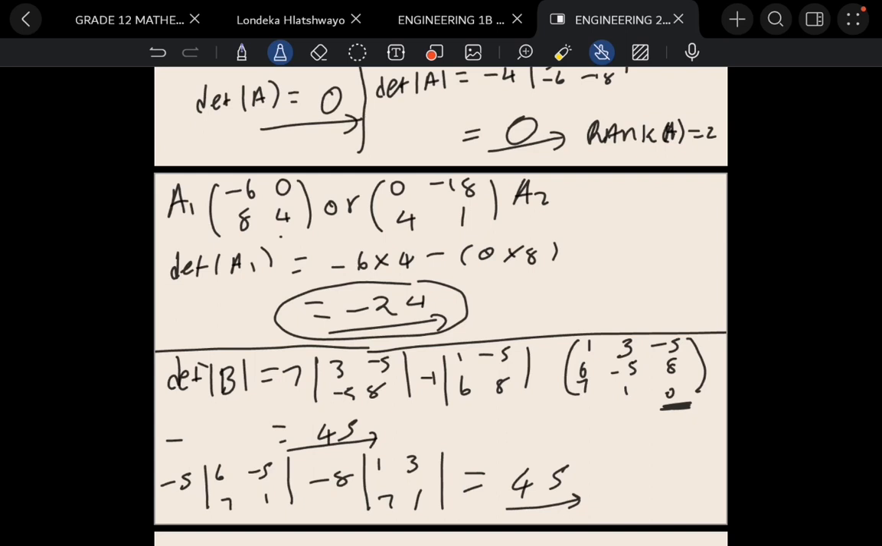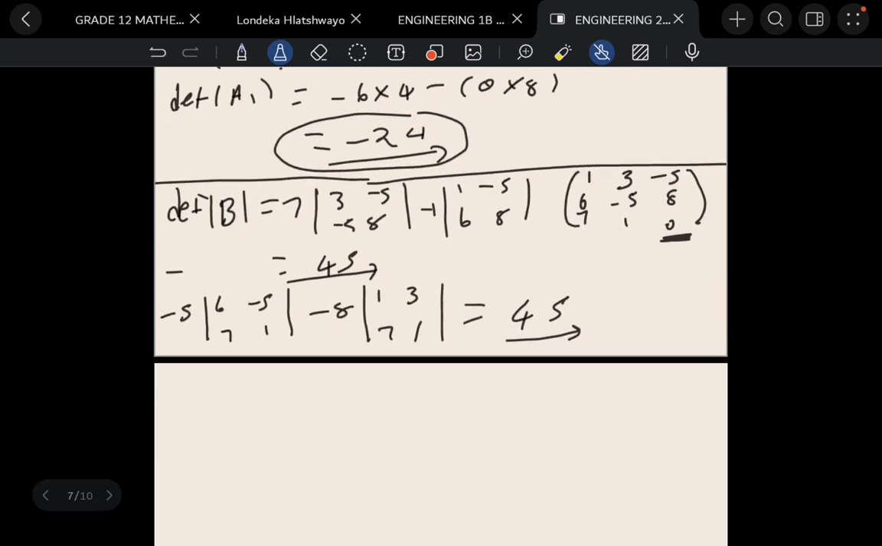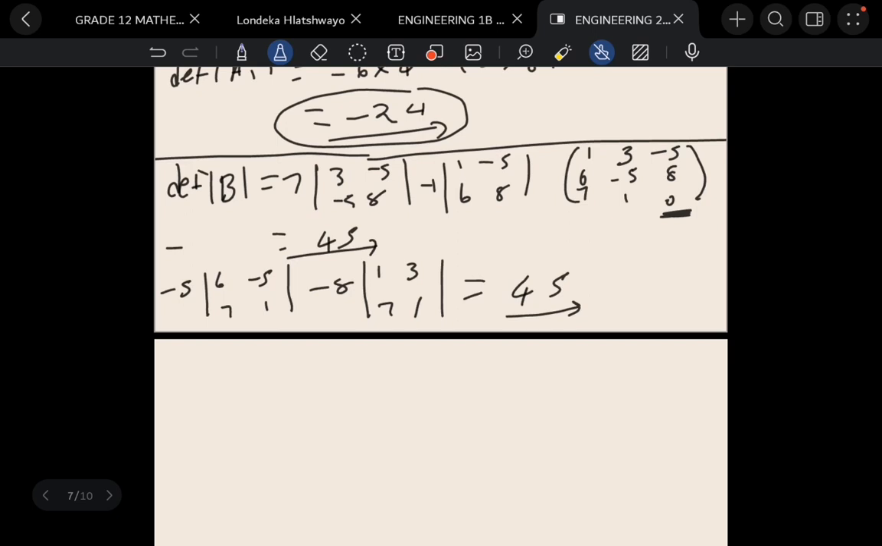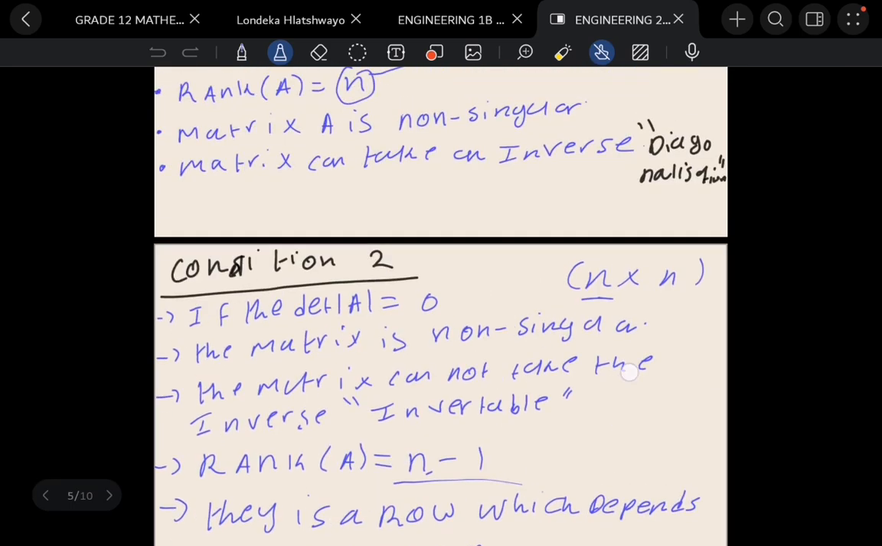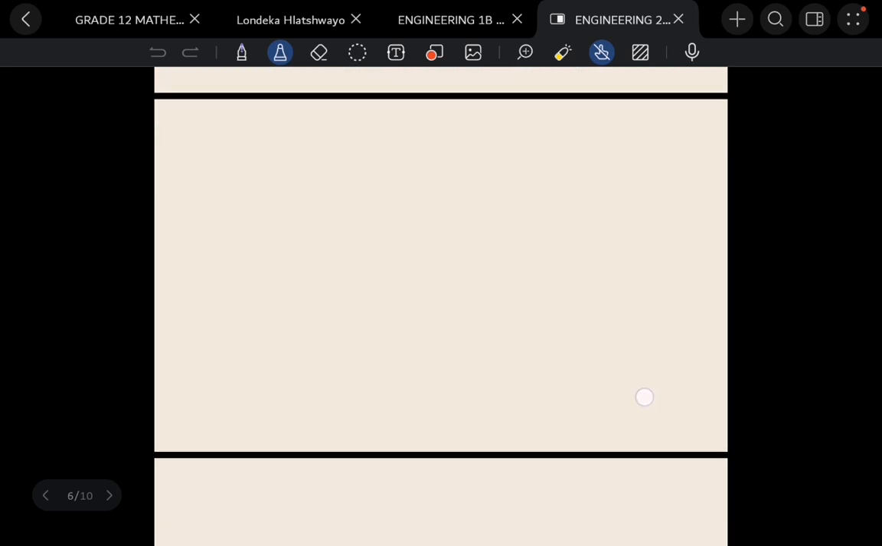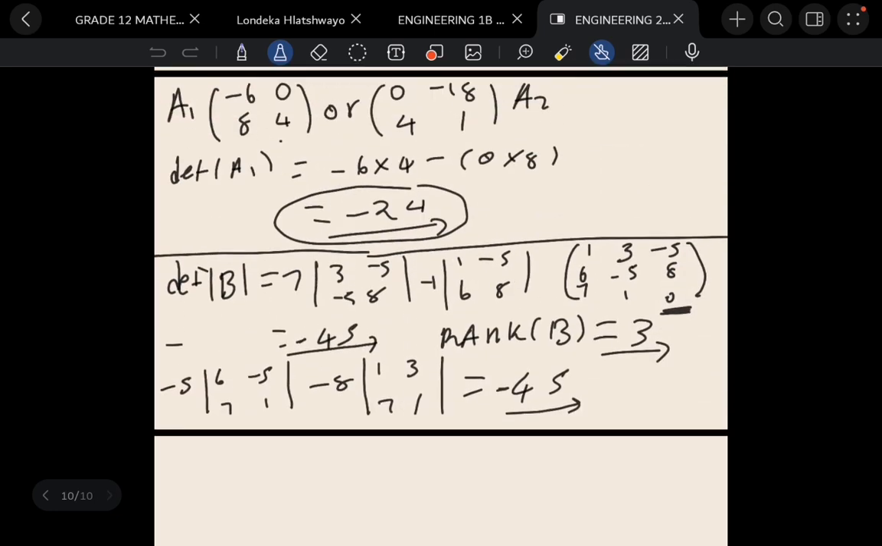You can use any column or row to find the determinant. Because matrix B straight away, minus 45, sorry, it's minus 45, gave us a nonzero determinant, we will waste no time. We will just say the rank of B is equal to 3, because we have 3 different rows. Now, that is the rank of a matrix.